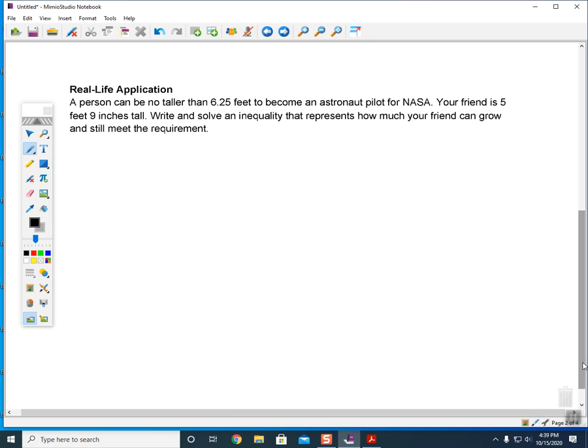A person can be no taller than 6.25 feet to become an astronaut pilot for NASA. Your friend is 5 feet 9 inches tall. Write and solve an inequality that represents how much your friend can grow and still meet the requirement. So the first thing that I need to do is set up an inequality. So I have to be less than or equal to 6.25 feet. I know that the biggest I can be is 6.25 feet, so I need to be less than or equal to that. Right now, I'm 5 foot 9 inches.